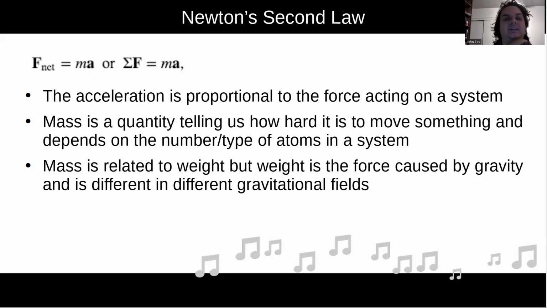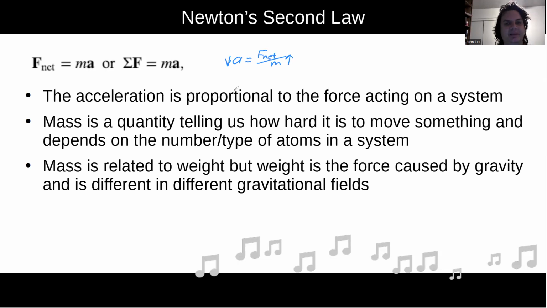So basically, another way that you can put F equals ma is that acceleration is equal to F net over m, which means that as m goes up and F remains constant, then acceleration goes down. And that's just the proportionality between mass and acceleration.